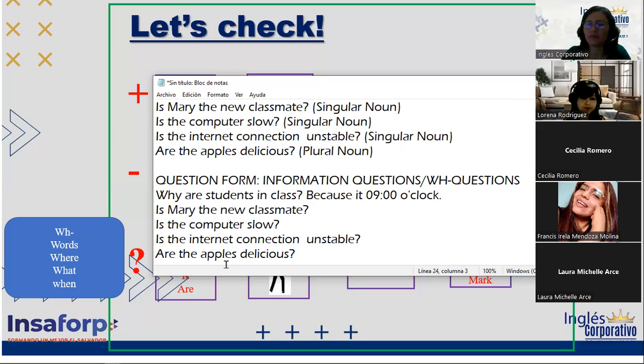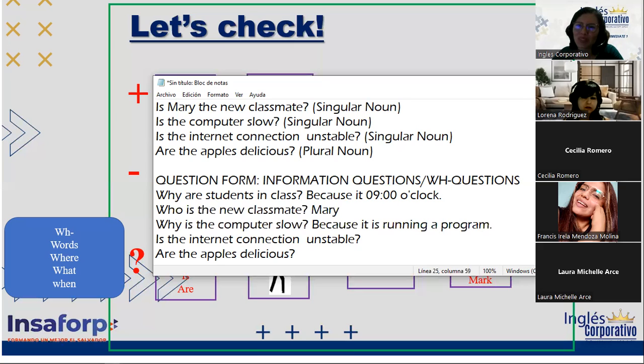Okay. Ahora bien, si yo, por ejemplo, quiero hacer una pregunta acá y quiero preguntar quién es la nueva estudiante, entonces ya no tengo acá a Mary porque esa es la información que yo quiero saber. Y me vengo para acá y pregunto, who is the new classmate? And the answer will be Mary. Okay, so in this case, also I can ask, you know, again, the same, right? I can ask why. Why is the computer slow? Because it is running a program. Está corriendo un programa ahorita, así que ni la toquen, ¿verdad? That's why the computer is slow.